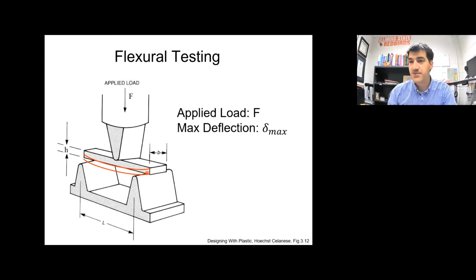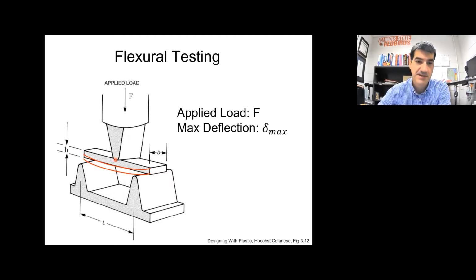This is also called a 3-point bending test. 3 points because there's something applied to the beam at 3 points. Right here and right here are the supports, and right here is the force that is applied. Of course, as we apply this force, there's going to be deflection.